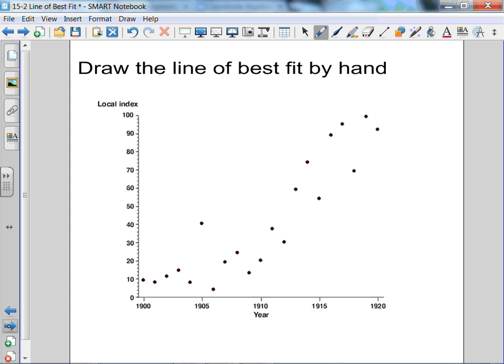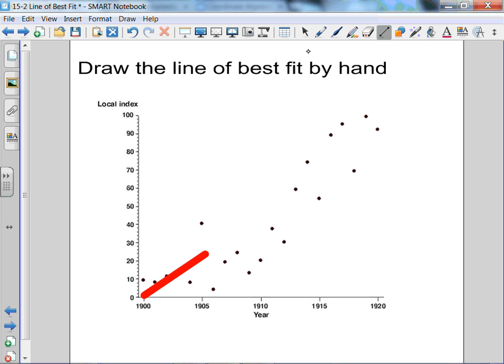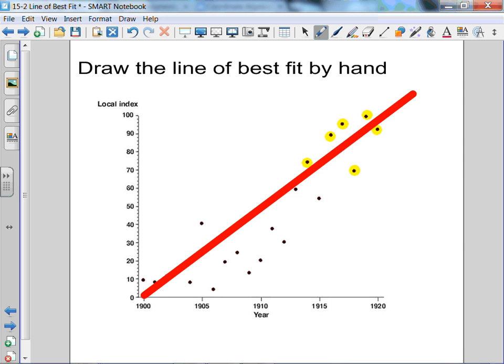Basically, every time we make a line of best fit by hand, we're going to be looking at a scatter plot. We've got dots every which way, and we want to draw a line that goes through those dots and is as close as possible to all of the dots. This could be a lot of different ways. Let's use this big red line, and let's draw a line that goes as close as we can possibly get to all of the dots. That shows the general trend, the overall trend of the data. All of these data points are going to be around the line.